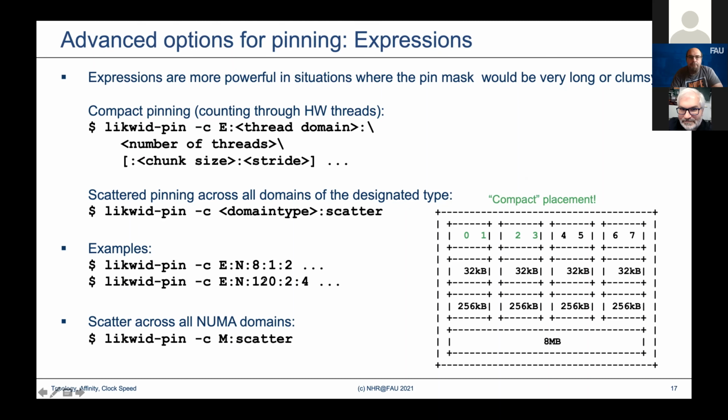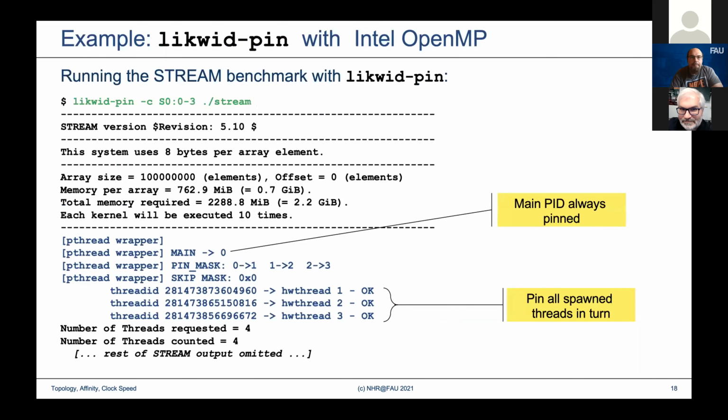So that's it for the pinning syntax. Let's look at an example. We pin the standard STREAM benchmark to the first 4 physical cores of socket 0. LIKWID-pin prints some output as soon as the threads get started. It tells us that the main program is pinned to core 0, and then afterwards, each of the threads gets pinned to one of the remaining cores.